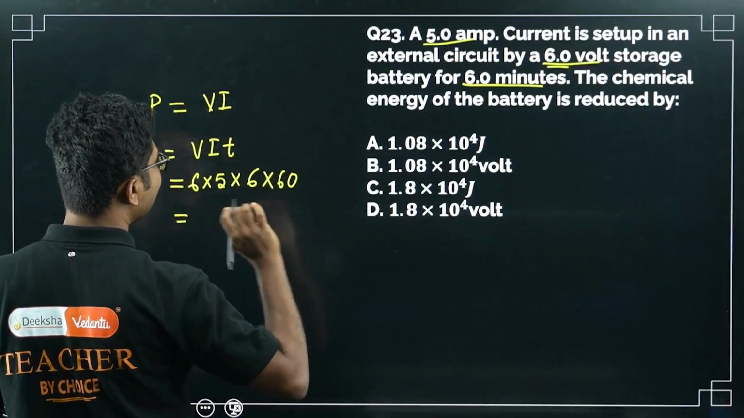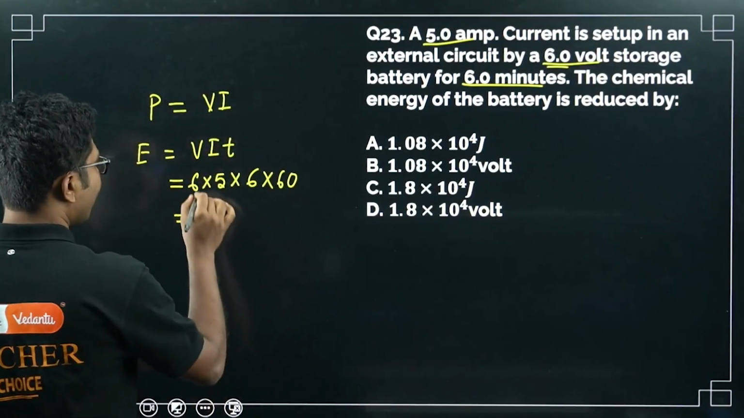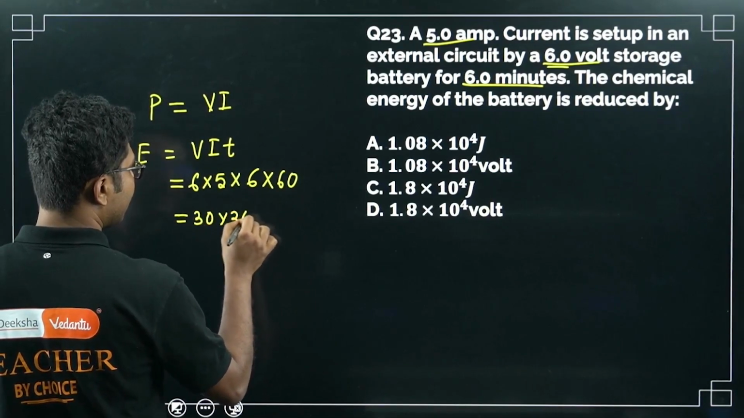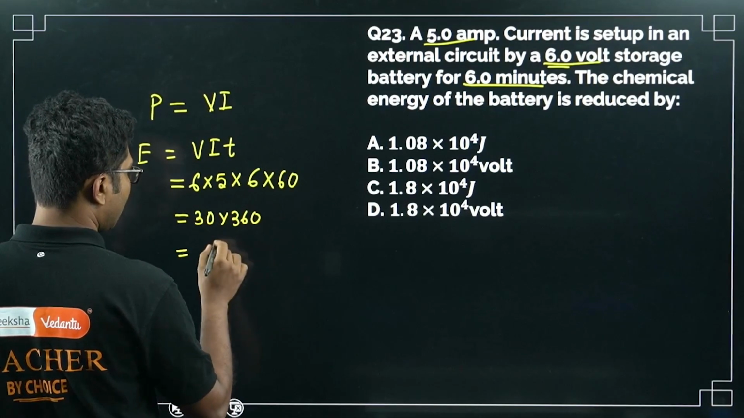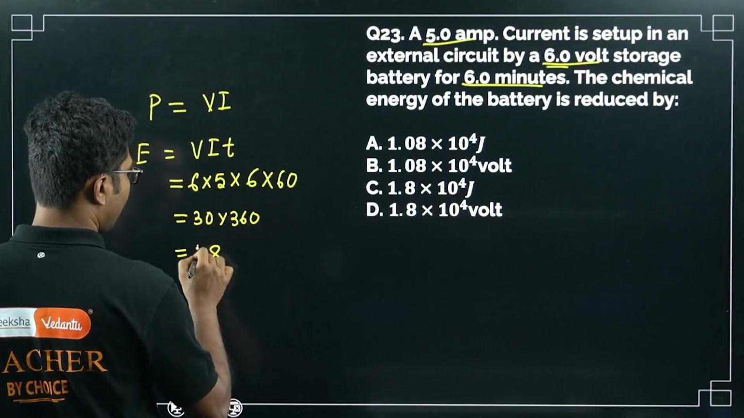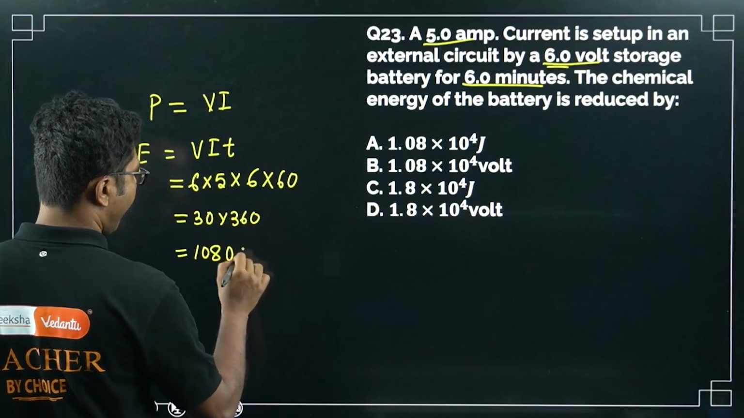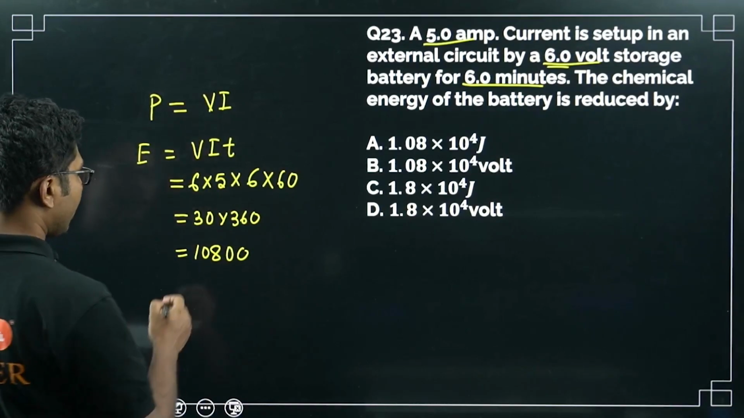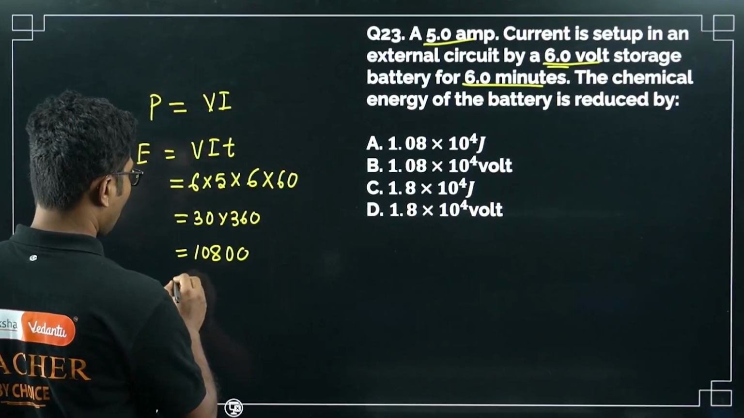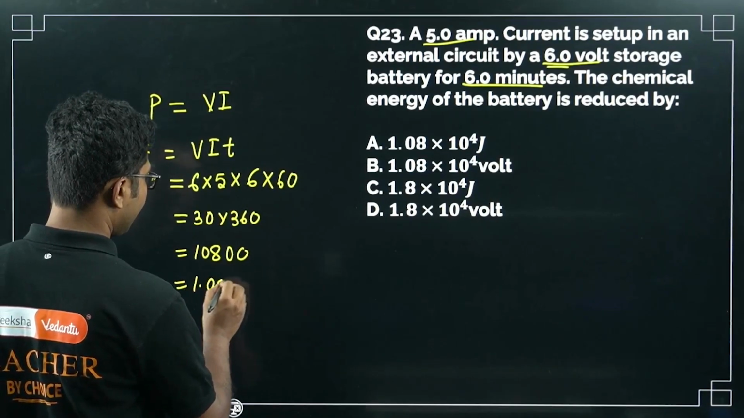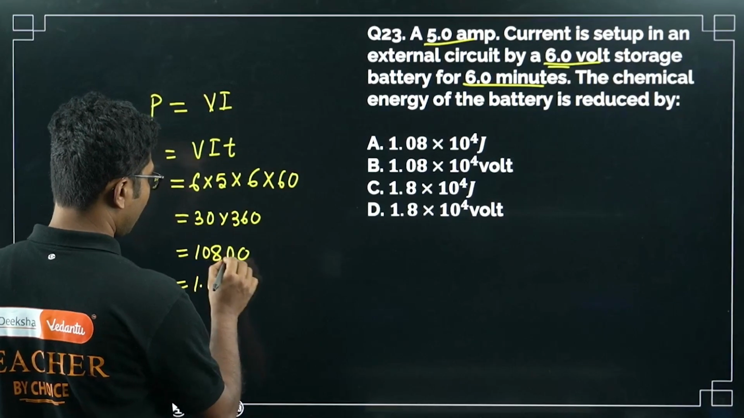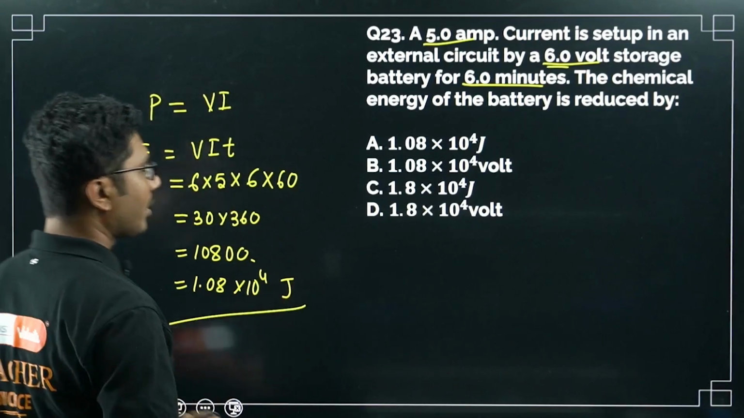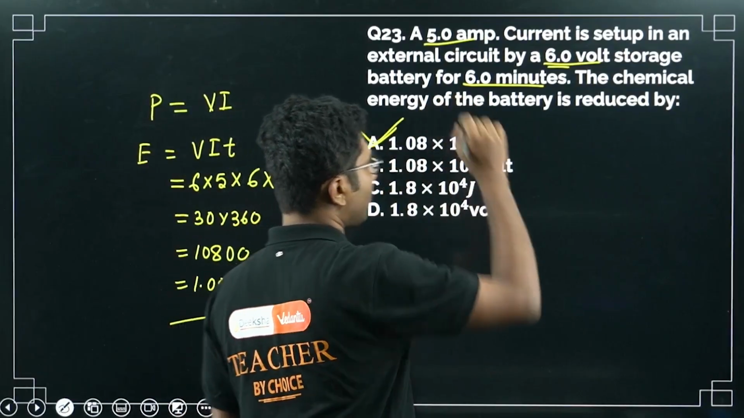Now you just have to be careful and multiply it. 5 sixes are 30, times 360. So it will be 10800, or you can write this as 1.08 times 10 to the power 4. Its unit will be joules, not volt.